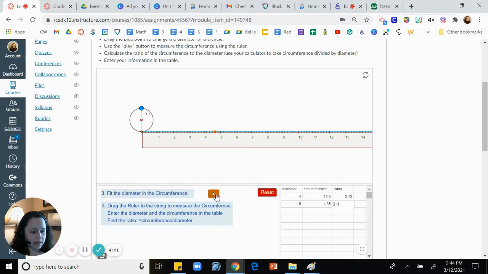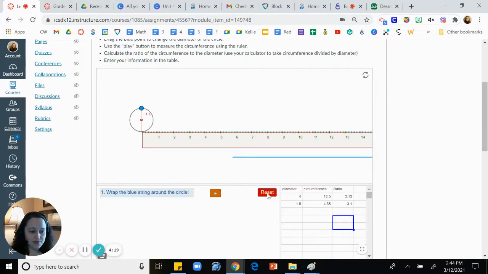All right. And take a look. This handy image shows us that we're taking 1, 2, 3, and then there's a little more of that fourth diameter, right? Like roughly 3.1 diameter lengths are equal to the length of the circumference.